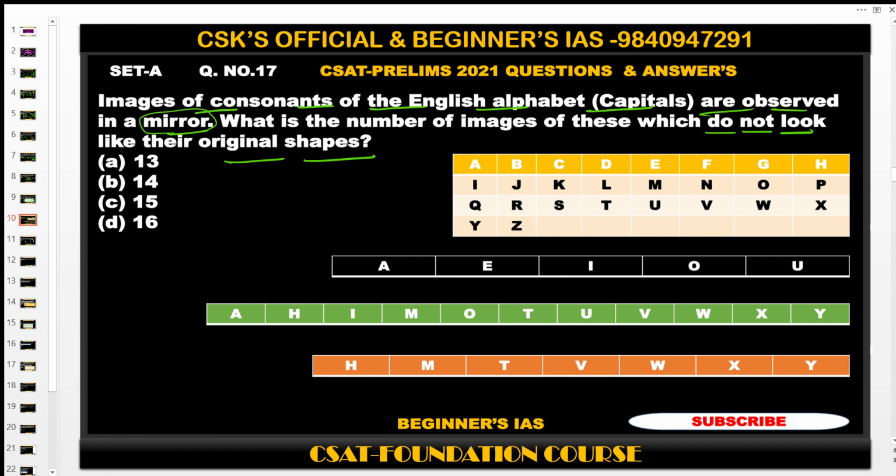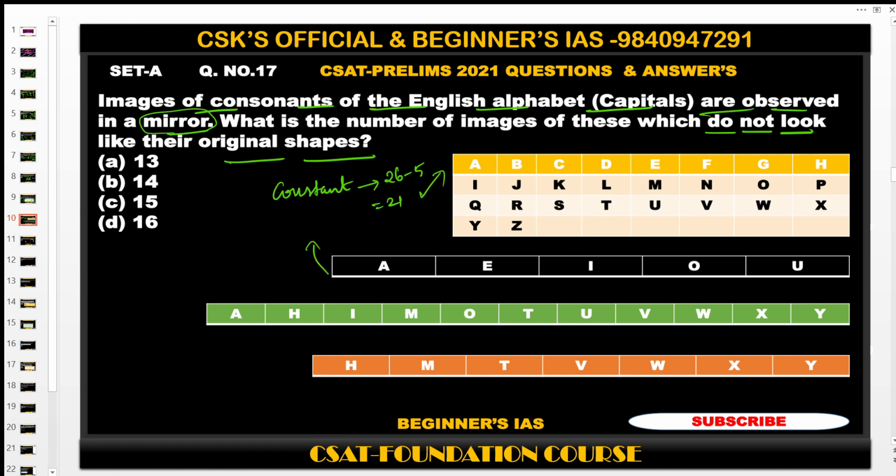If the mirror is placed horizontally, the answer would be different, since the images also look different. Generally you keep the mirror vertical. In such a situation, what will you do? Now this is A, B, C, D, the total alphabet. In this alphabet, how many consonants are there? Vowels are 5, therefore consonants are 26 minus 5, so consonants are 21.